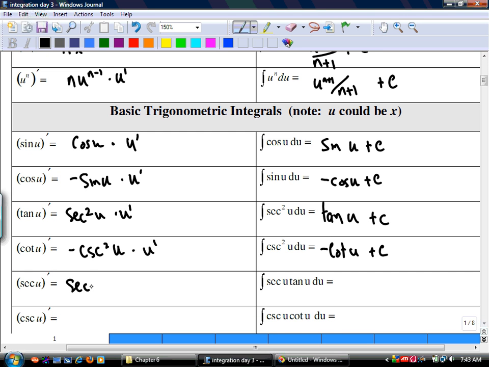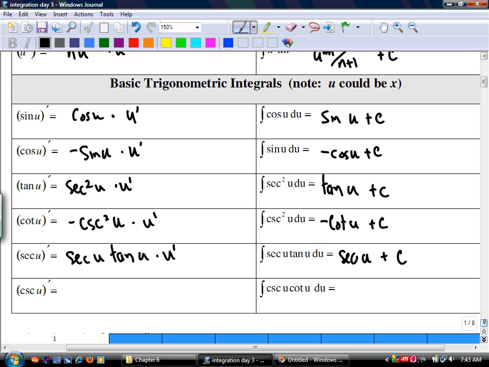The derivative of secant u is secant u tan u times u prime. The derivative of cosecant u is negative cosecant u cotan u times u prime. The antiderivative of cosecant u cotan u du.